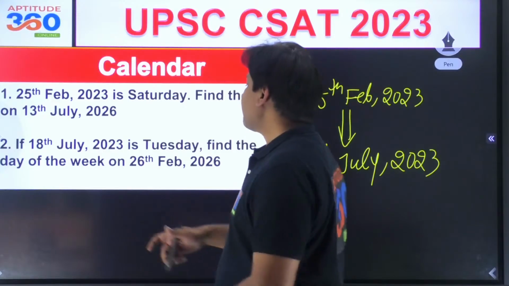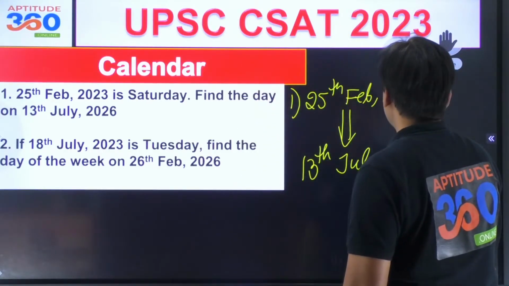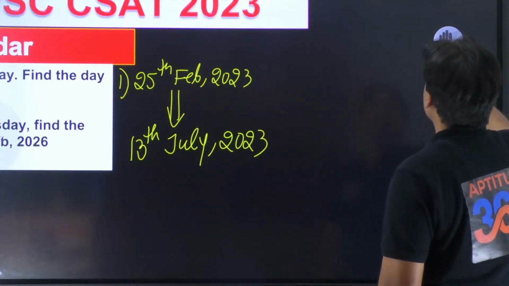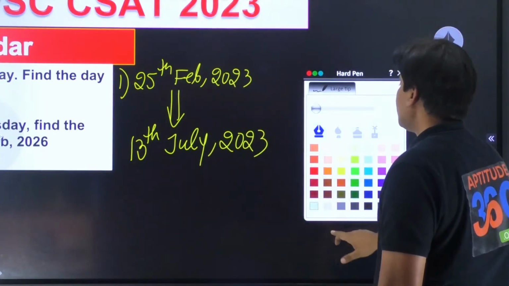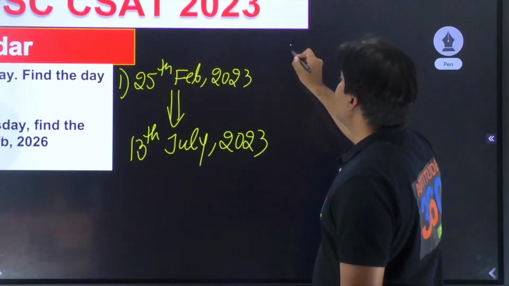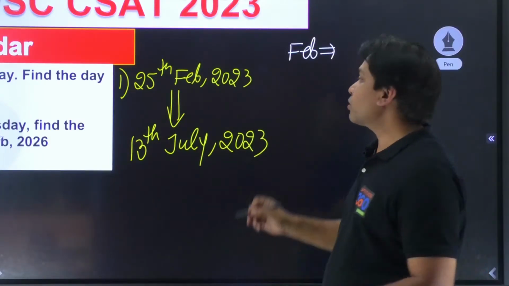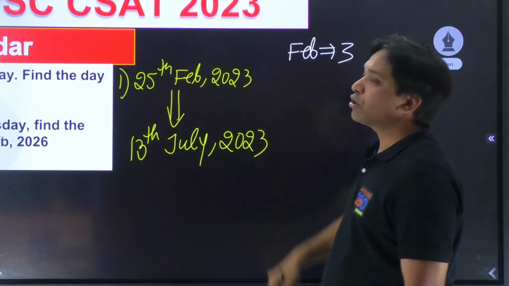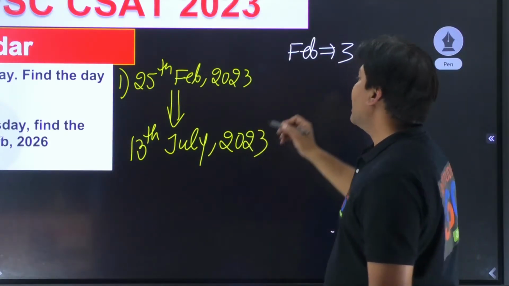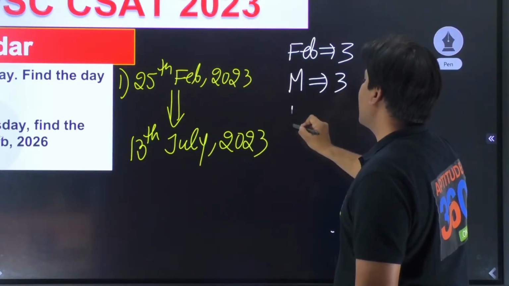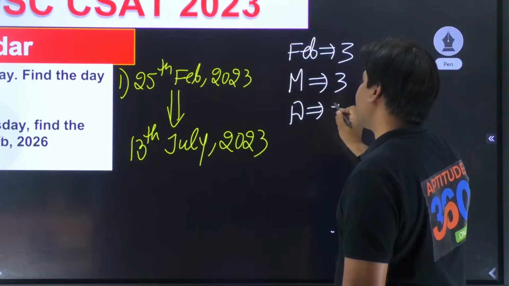So what is that we did yesterday? We said that, okay, how many days are there in February? After 25, you have got 3 days, right? February being a normal year, it is going to be having 28 days. And then March, it is going to be having 3. And April, the whole month passes.